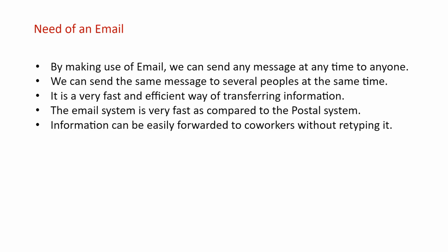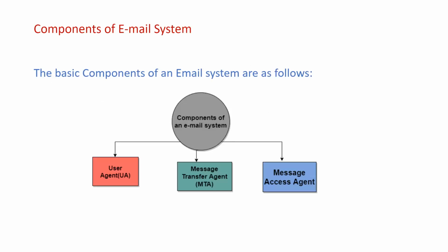So generally in corporate offices or any offices, you can share information easily with co-workers. And if you want a job, you can get an offer letter or even send a job application through mail, it is possible. And there are three components of the email system. The first one is user agent, then message transfer agent, and message access agent. These three play a crucial role in the email system.